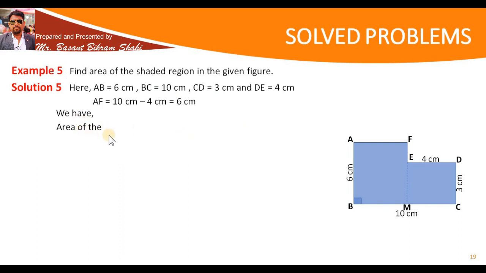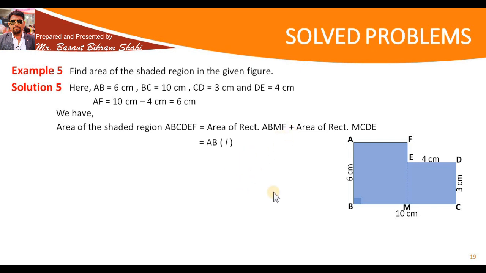Now we have area of saddle region A, B, C, D, E, F is area of rectangle A, B, M, F plus area of rectangle M, C, D, E. Now area of rectangle is L into B. So for this, AB is L into B is AF, and for this rectangle ED is L into CD is B. We take longer side as L. AB is longer side, so L. Here ED is longer than CD, so ED is L.